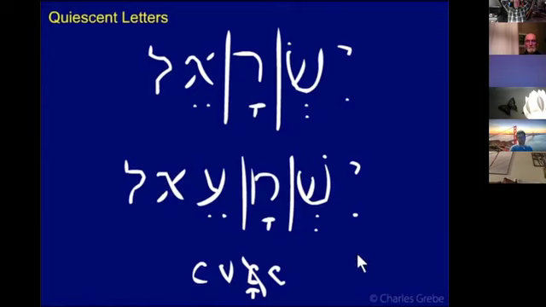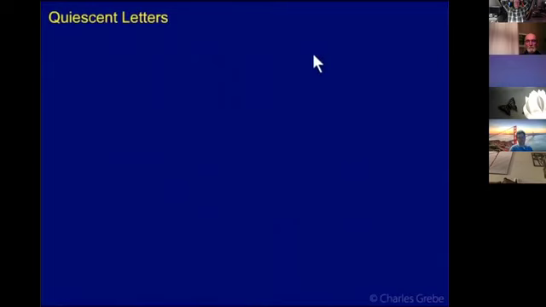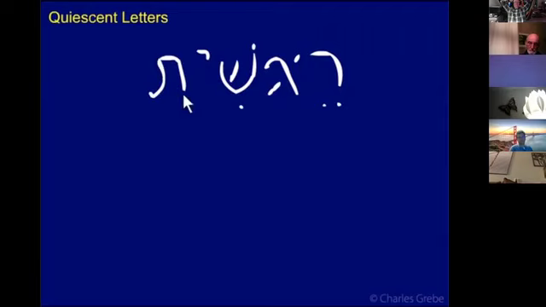Let's take a look at another example. This is Reshit. Reshit means beginning. The first word in the Bible is Bereshit, which is put B in front of this, in the beginning. Reshit, the syllable division is here, and here we have a quiescent Aleph at the end, and it has no vowel under it. So Aleph will quiesce, and you can tell because it doesn't have the vowel.